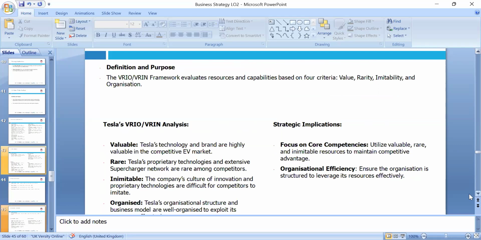Then the VRIO model can also be applied to Tesla. Tesla technology brings high value. It is rare: Tesla's proprietary technology and extensive Supercharger network are inimitable, which is quite difficult for other companies to copy and difficult for competitors to imitate. As for organization, Tesla's business structure and model are well organized to exploit the opportunities and focus on core competencies and operational efficiency.